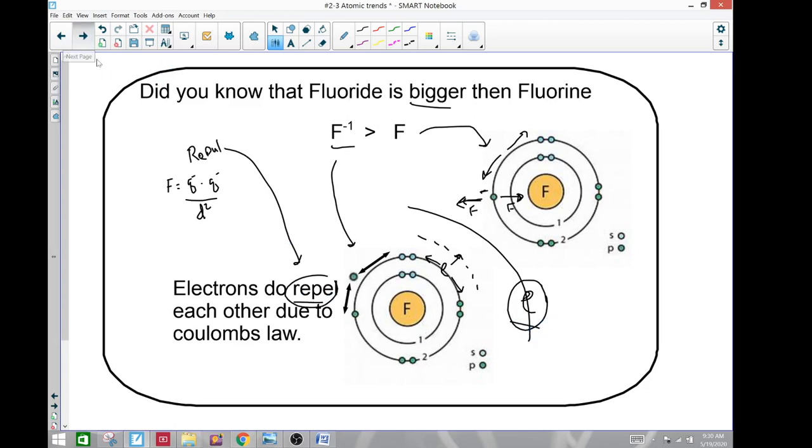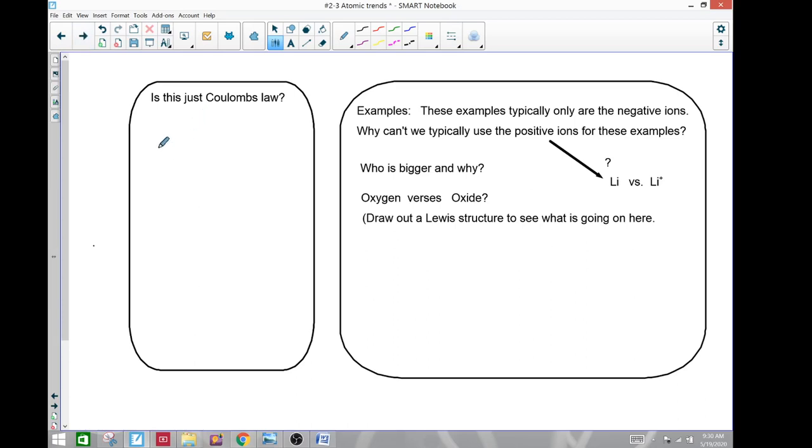All right. So, is this just Coulomb's law? Well, the answer is yes, maybe. Again, you need to decide, am I just adding electrons on so they slightly repel out a little bit, making them slightly bigger? Or am I adding an entire energy level on, making it a lot bigger? So these examples we typically are ones involving negative ions. We can't typically just do examples like this with positive ions because, why would this not work?